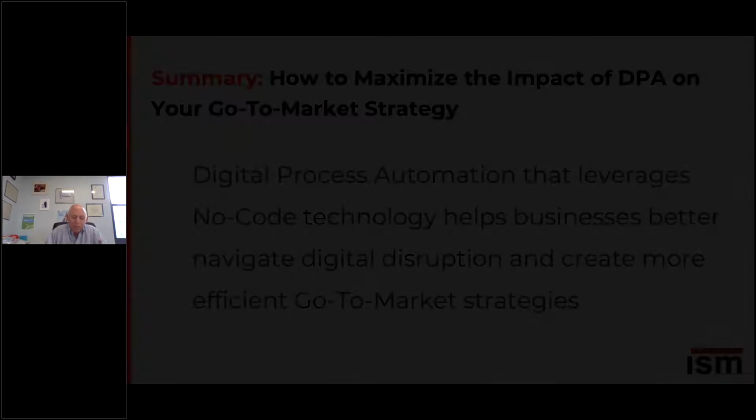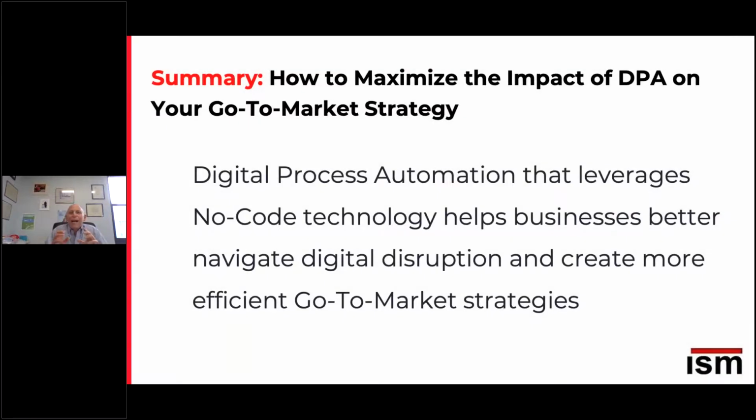Last slide, please. So again, how to maximize the impact of digital process automation on your go-to-market strategy. I think that, as I alluded to, the digital process automation leverages no-code technologies. It helps businesses better navigate digital disruption and create more efficient and likely to succeed go-to-market strategies. That's kind of my answer to the question, how do we maximize it?